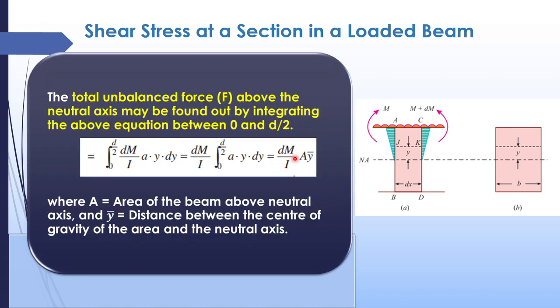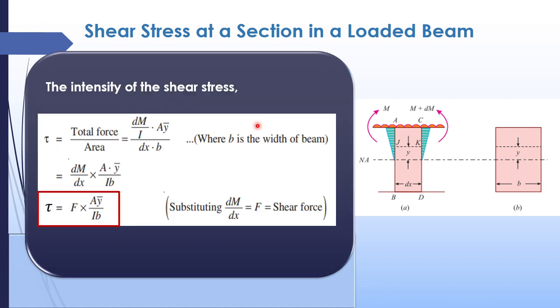Total shear force we have got here. This is the shear force, divided by area. Area of the section is nothing but b into dx, the cross sectional area. The width is dx and the depth is b. So dx into b is the total area of cross section. So we will find the total shear stress as dm by dx into A y bar by I b.